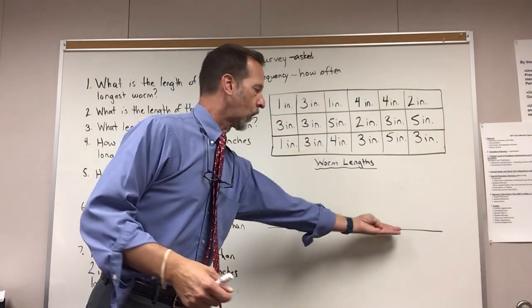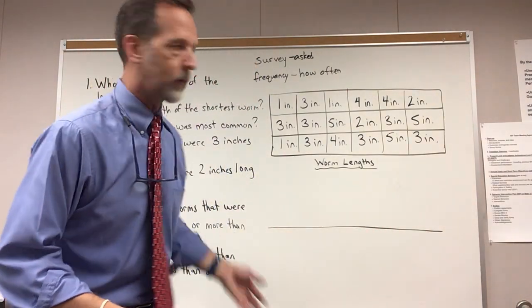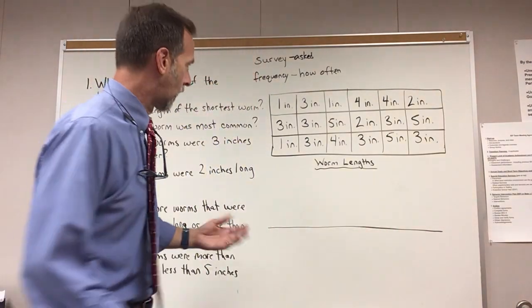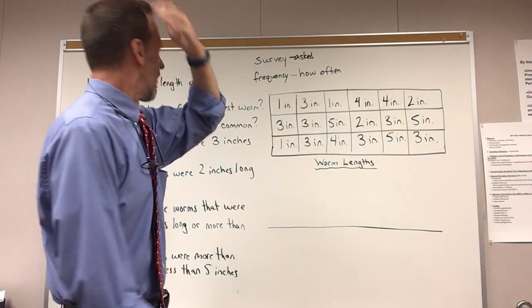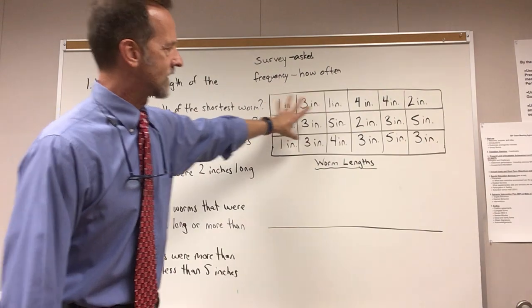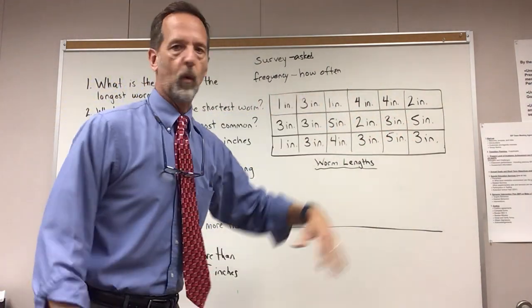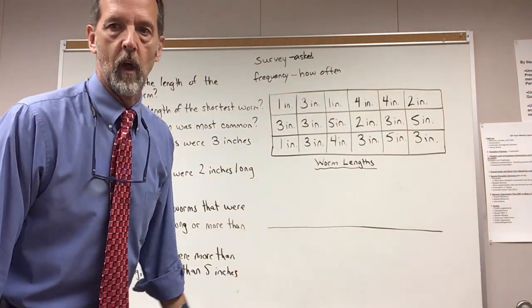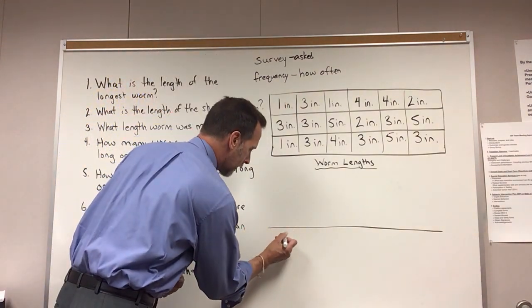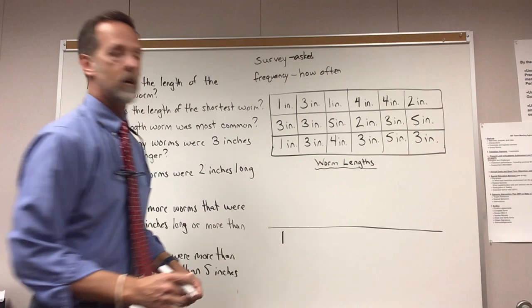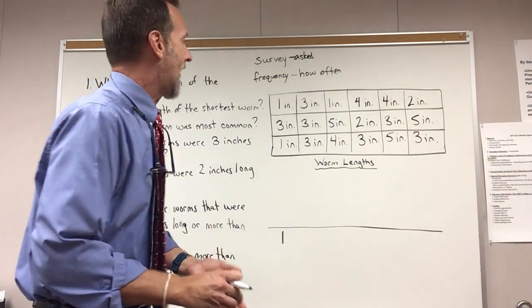So how do we decide what numbers to put on our line plot? Well, we want to go back and look at the data that we have. What's the smallest number you can see in my data up here? What was the shortest worm that I found? Well, I have ones in here, don't I? So I'm going to start my numbers with the number 1. Okay? It's the lowest number that I've got.